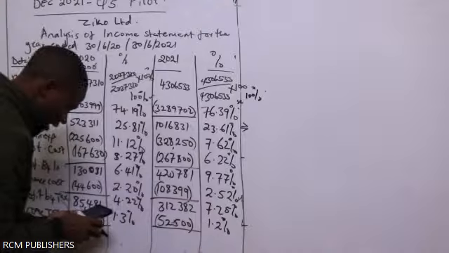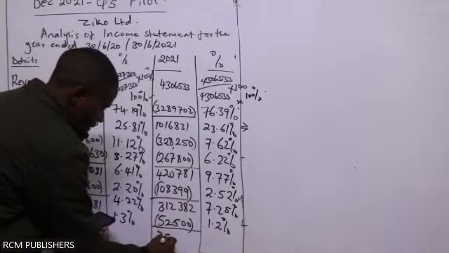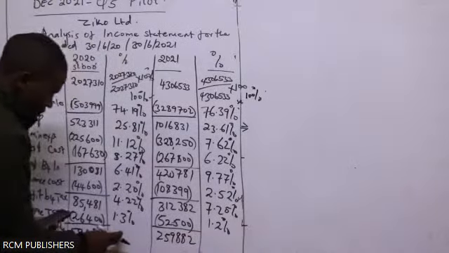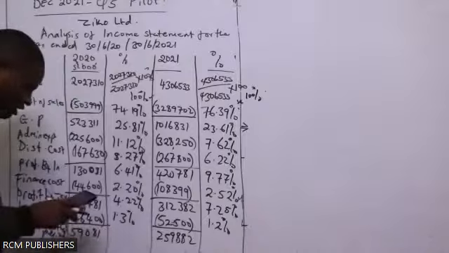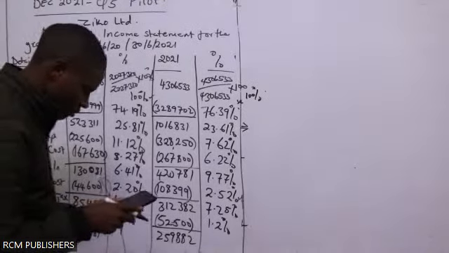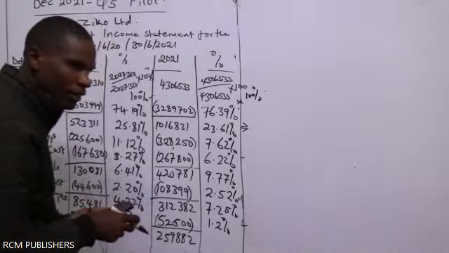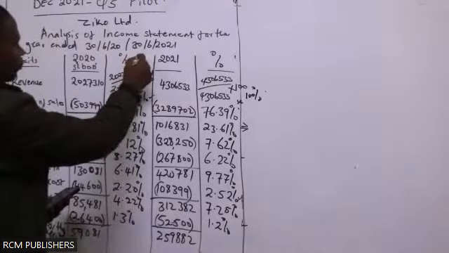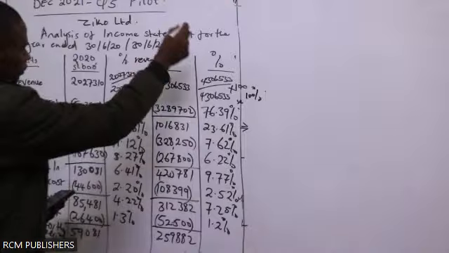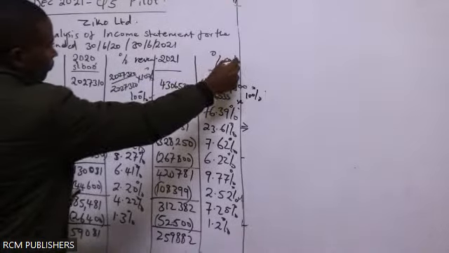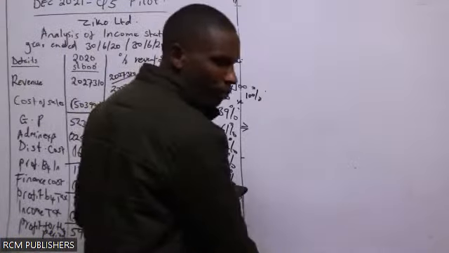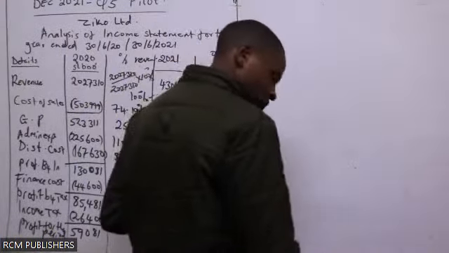59,081, 259,882. Haya, patia hii ya profit for the year, napata ngapi? Profit for the year, as a percentage of revenue. Profit for the year mnapata ngapi? Then you go to dividend, of course.